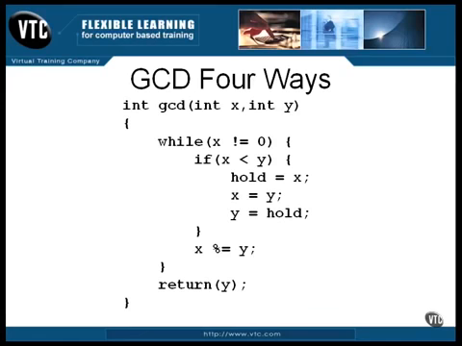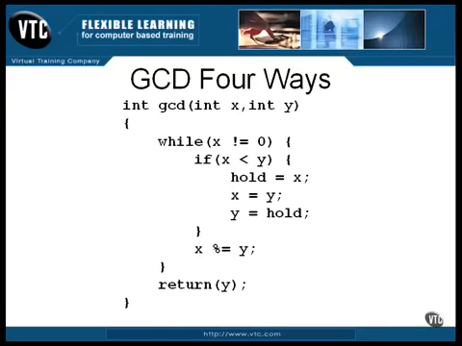It's entirely an integer operation. It finds the largest common divisor of two numbers. Now it does so by looping as long as the value of x is not equal to 0. At the top of the loop, it tests the two integers to make sure that x is not smaller than y, and it swaps them if it needs to.